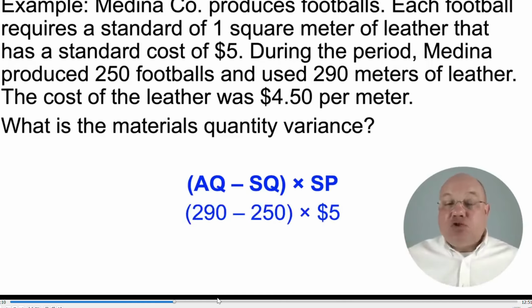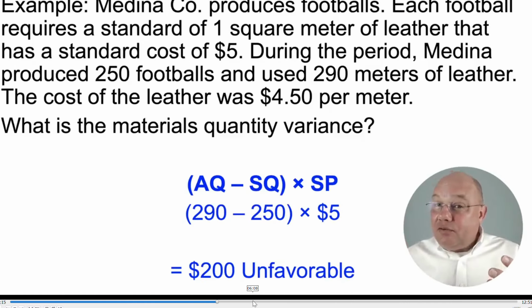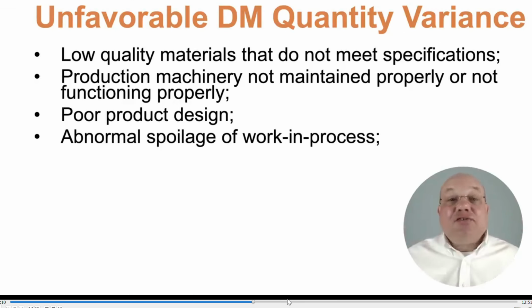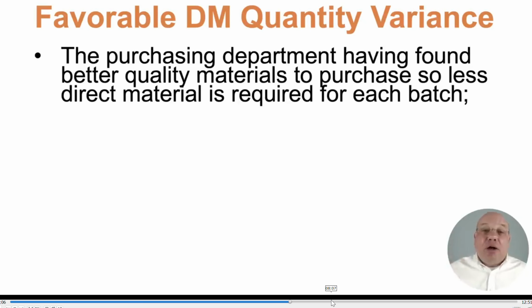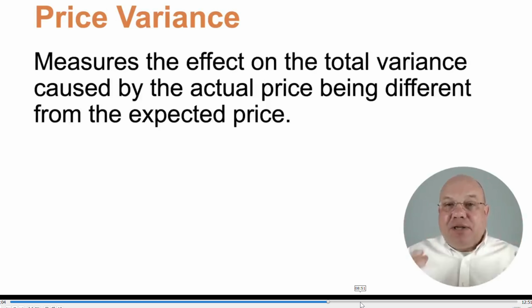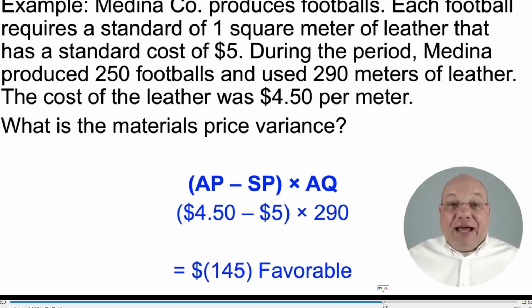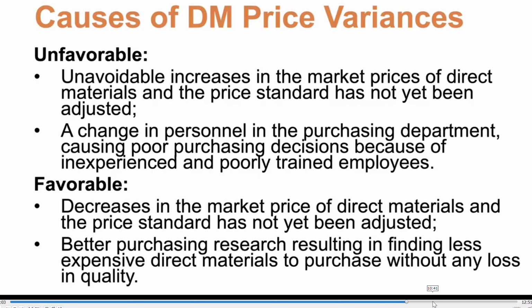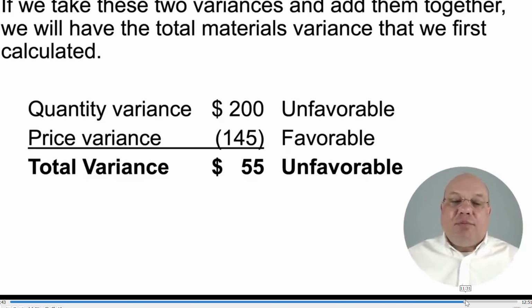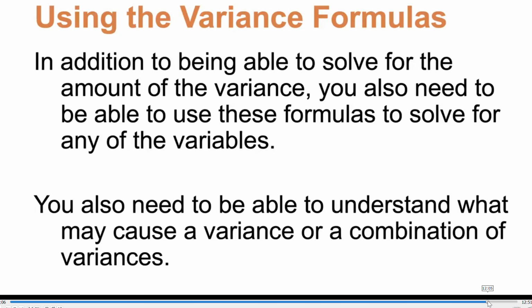The actual quantity was 290 meters. Quantity variance. Whatever. Something went wrong and we damaged a higher quality product. How much of it was because of the price, $145? They didn't research it. Maybe we bought a lower quality, unfavorable. Okay, the actual price.